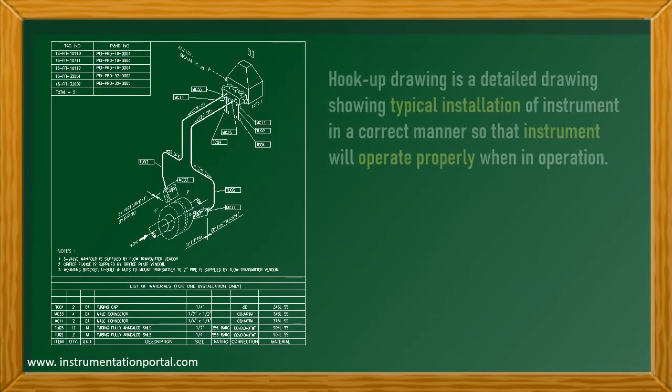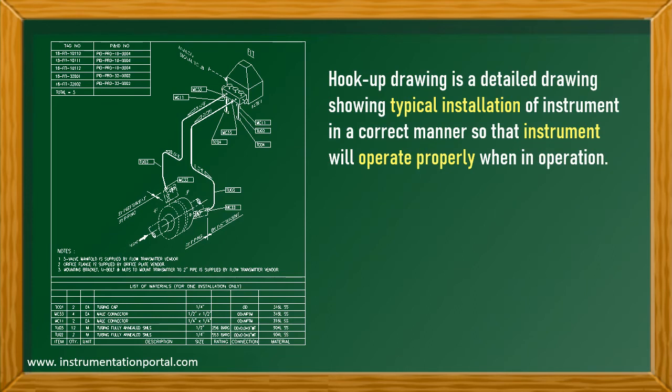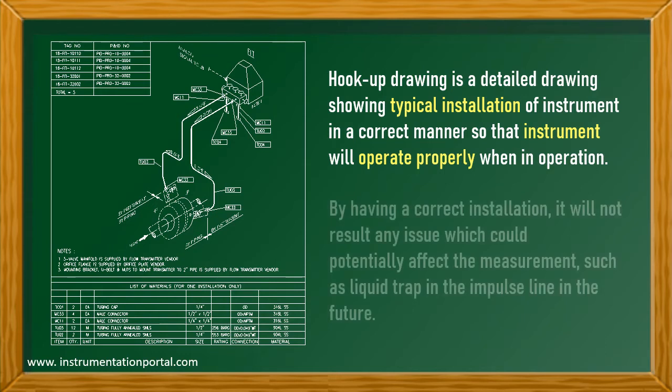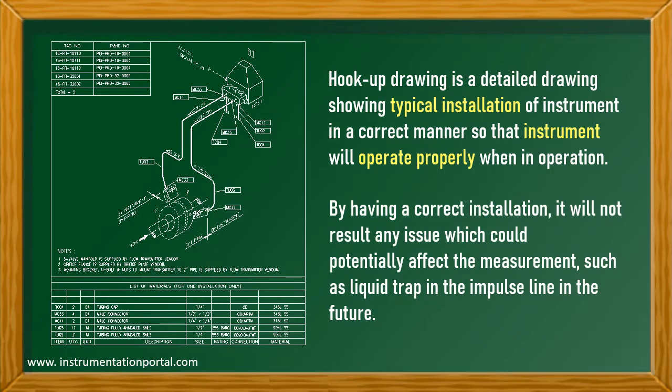So, hookup drawing is a detailed drawing, which is showing typical installation of instrument in a correct manner so that the instrument will operate properly during operation. By having a correct installation, it will not have any issue which could potentially affect the measurement, such as liquid trap in the impulse line in the future. This is the instrument. And this side is the process. Between them is the bulk material that is needed to make the installation complete.